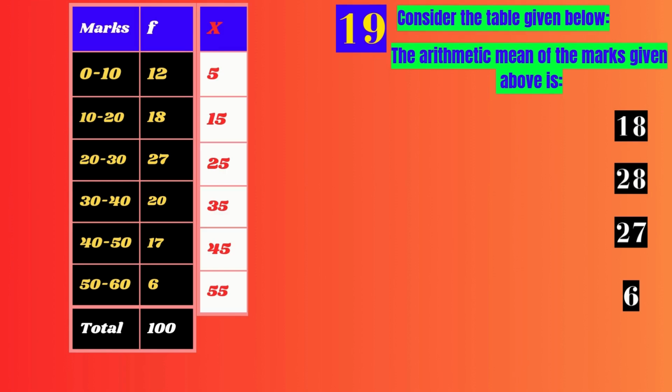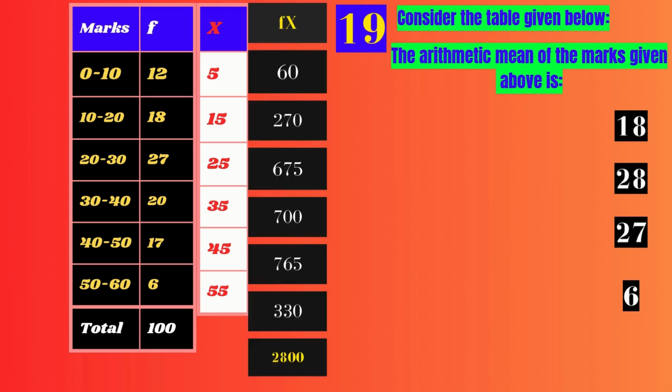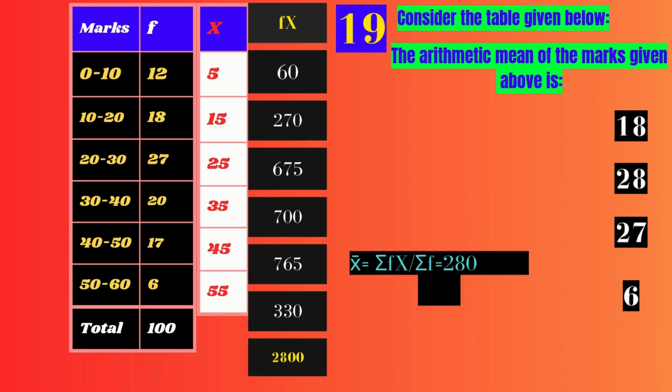0 to 10, 5. 10 to 20, 15. 20 to 30, 25. 30 to 40, 35. 40 to 50, 45. 50 to 60, 55. Now, multiply the midpoint by the number of students and add them up. Arithmetic mean equals total sum divided by total number of students. Equals 2,800 divided by 100. Equals 28. So, the correct answer is 28.